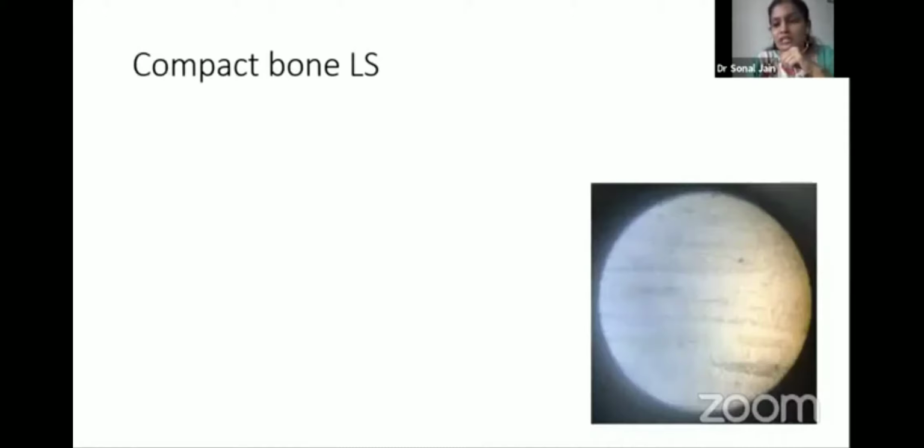Now moving towards bone. Bone is also a connective tissue, but it is rigid, whereas cartilage is flexible. Morphologically, there are two types: one is compact, another is spongy bone. Spongy bone, also called cancellous bone, has larger spaces compared to the compact bone, which is solid bone. As we can see in this picture, this slide is the longitudinal section of the compact bone.